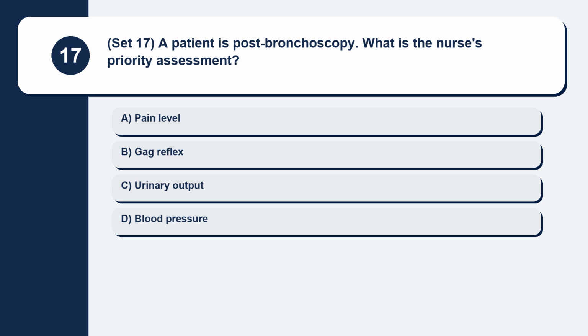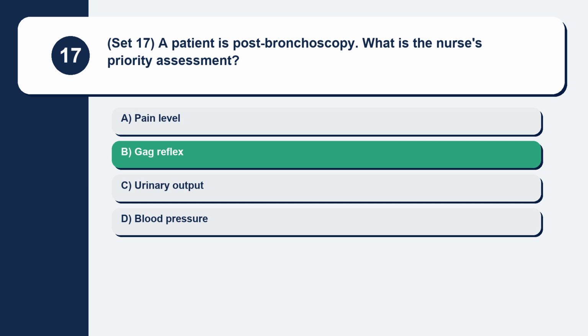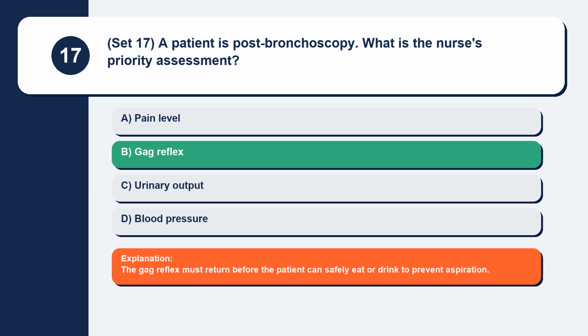Question 17. Set 17. A patient is post-bronchoscopy. What is the nurse's priority assessment? Pain level, gag reflex, urinary output, blood pressure. The gag reflex must return before the patient can safely eat or drink to prevent aspiration.